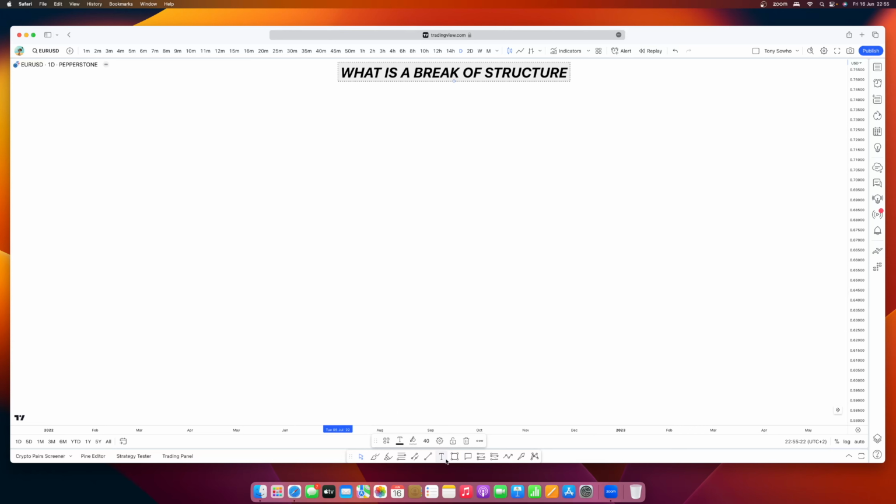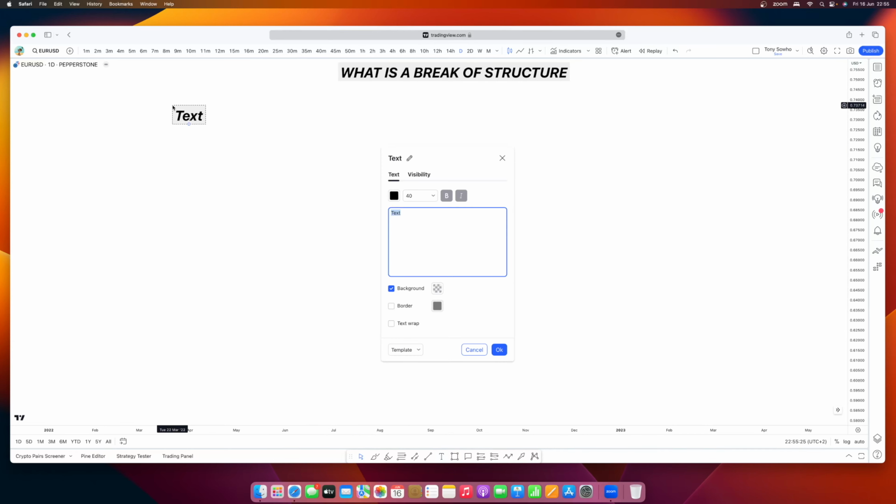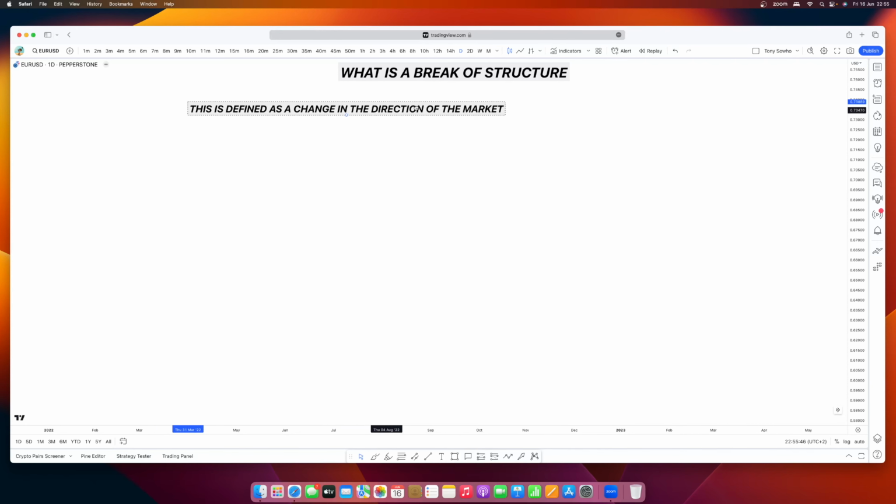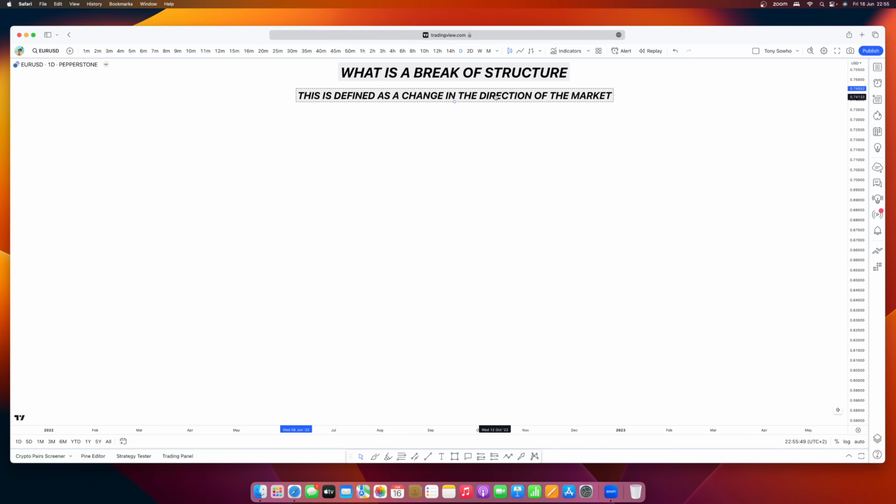Okay, so a break of structure is defined as a change in the direction of the market. Now we have two main types of break of structure.